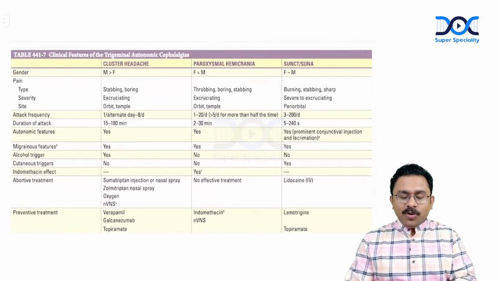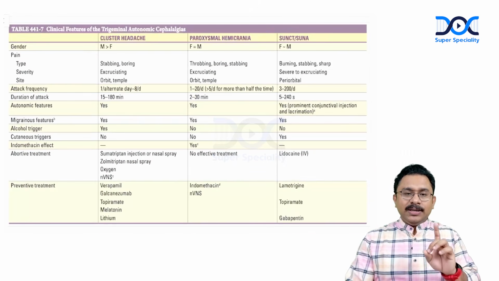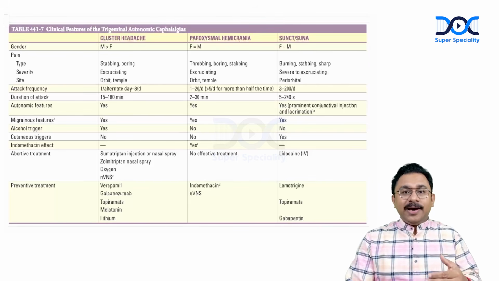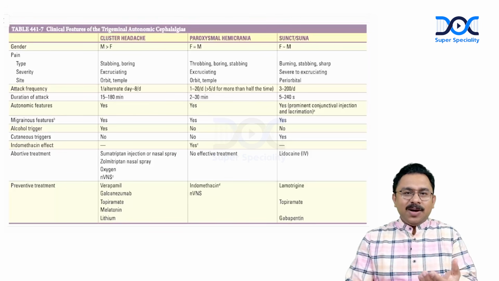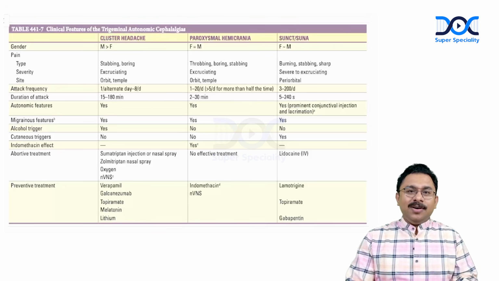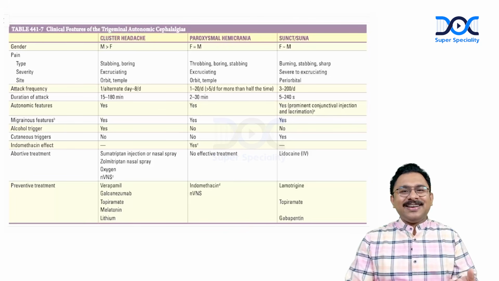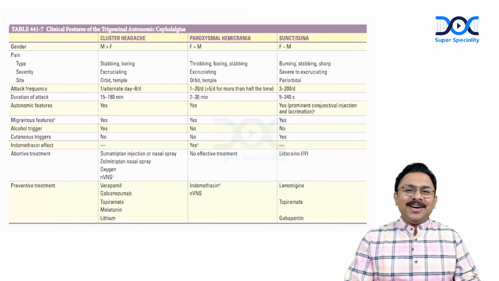And I also want to tell all my dear students, this particular table in Harrison is very important for your exams. You may get another question in the upcoming exams based on TAC or maybe migraine, tension type headache, trigeminal neuralgia, post-herpetic neuralgia. So all these are high yield topics for NEET SS and INI-SS.